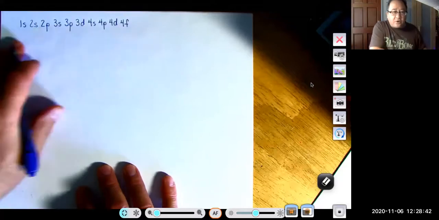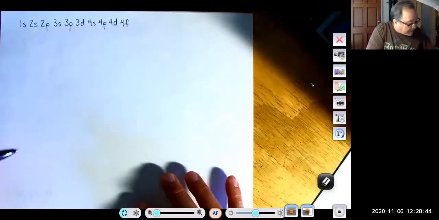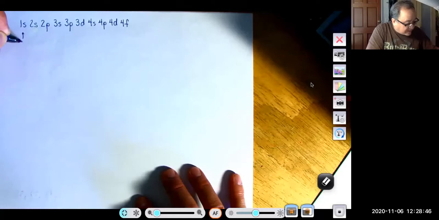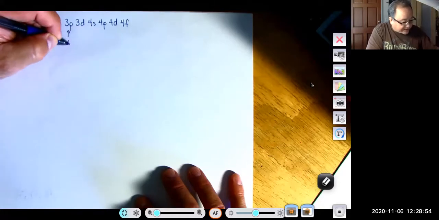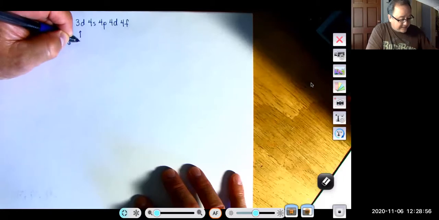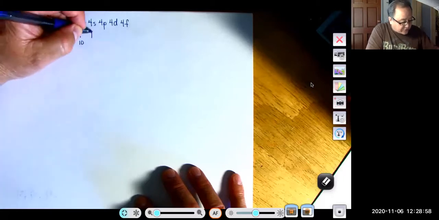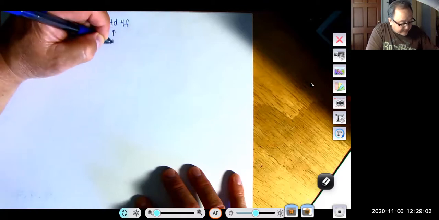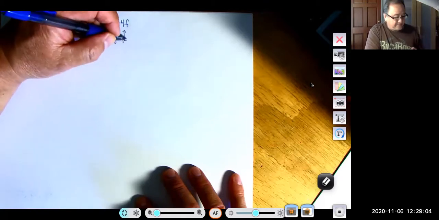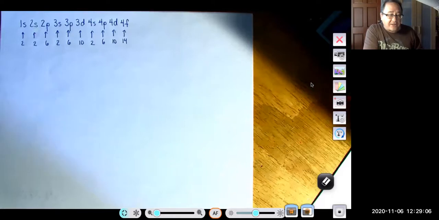So that's the order of stability. And remember, this one can hold 2, this one can hold 2, this one can hold 6, this one can hold 2, this one can hold 6, this one can hold 10, this one can hold 2, 6, 10, and 14. So that's how many electrons it can hold.